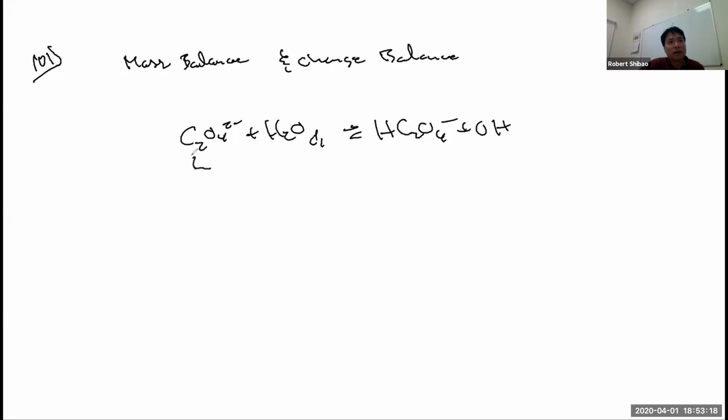We got 2 carbon atoms, 2 carbon atoms. 4 + 1 is 5 oxygens, 5 oxygens, 2 hydrogens, 2 hydrogens. So the mass is balanced. And then the charge balance comes from looking at the total charge, -2, -1 here.